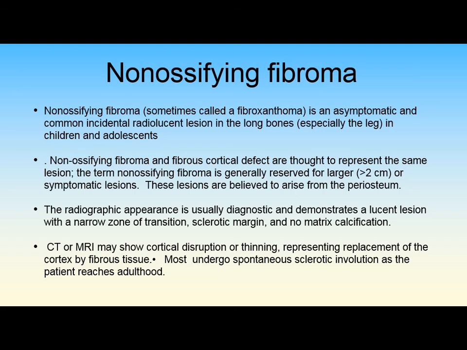The radiographic appearance is usually diagnostic and demonstrates a lucent lesion with a narrow zone of transition, sclerotic margin, and no matrix calcification. CT and MRI may show cortical disruption or thinning, representing replacement of the cortex by fibrous tissue. Most undergo spontaneous sclerotic involution as the patient reaches adolescence.